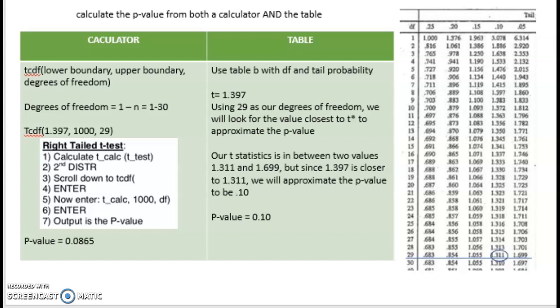When you're calculating the p-value, there are two different ways to do it, either with a calculator or the table. When you're using the table, you're going to use Table B, which will be provided to you on the AP exam. To start, let's look at the left side of the screen for the calculator version.